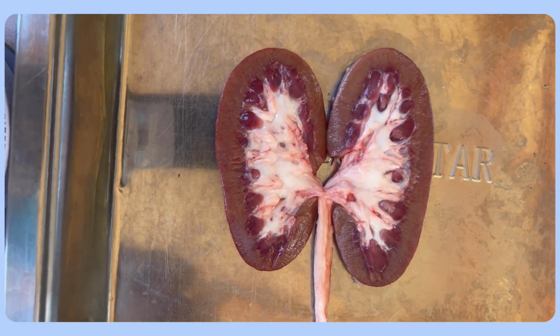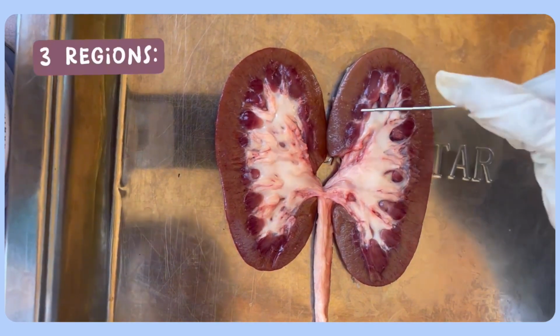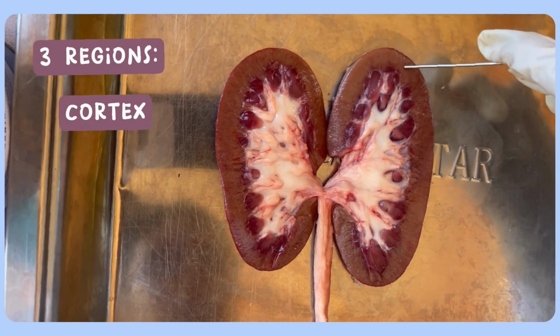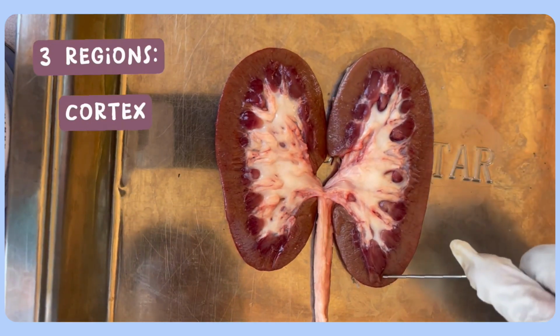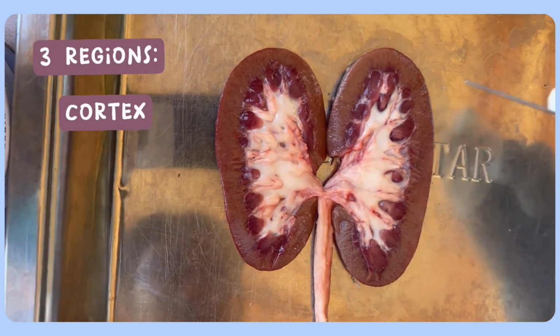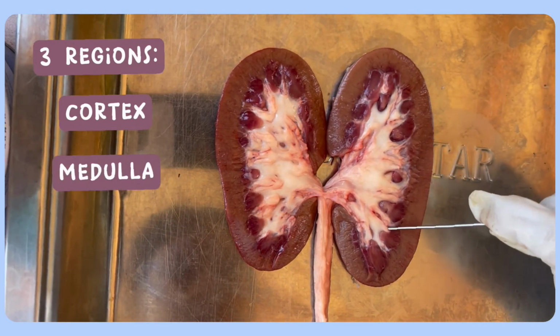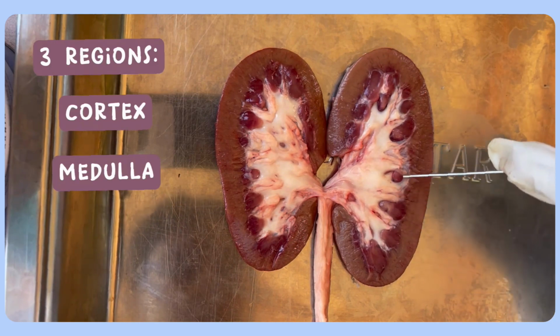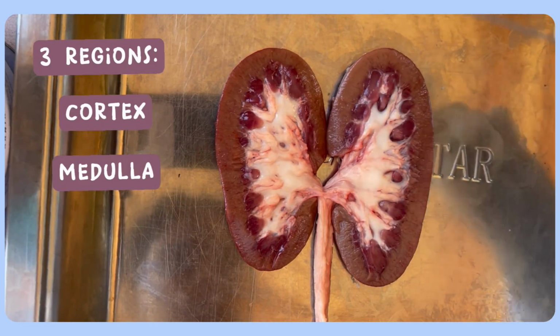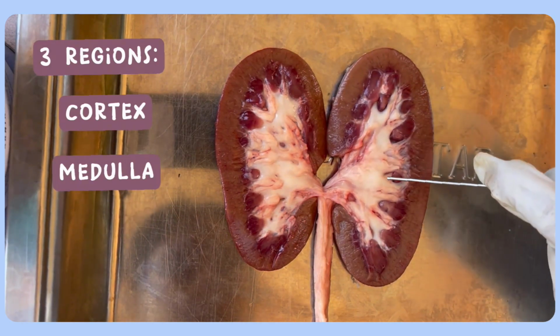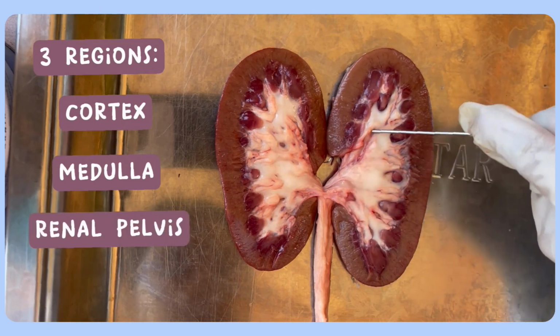Inside the kidney, there are three regions. This is the cortex, which is the outer part of the kidney. This is the medulla, which is in the center or middle part. And this white colored part in here is called the renal pelvis.